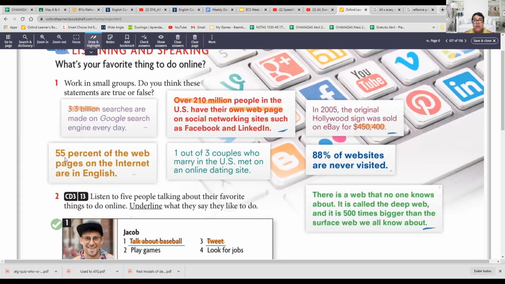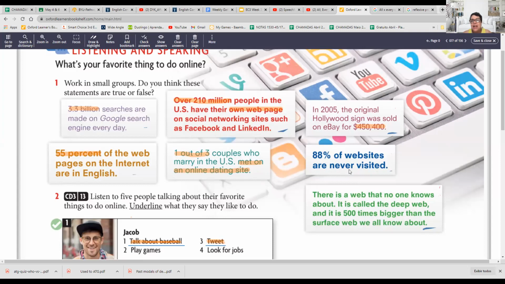Okay, next one. 55% of the web pages on the internet are in English. 55%. What do you think? Do you think that's true? Maybe, right? I don't know. I thought more pages were in English, more than 55%. 1 out of 3 couples who marry in the US met on an online dating site. Wow, that's shocking. 1 out of 3? What do you think? Too many people, don't you think? Yeah, I think so too. 1 out of 3 couples? Wow.